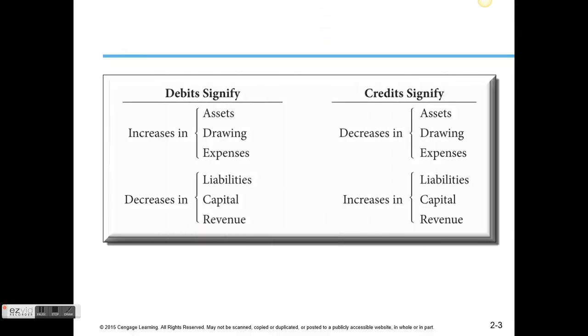So here is just a synopsis of which accounts increase and decrease. My debit is going to signify an increase in my assets, draw, and expenses, and a decrease in my liabilities, capital, and revenue. My credit is going to signify a decrease in my assets, draw, and expenses, and an increase in my liabilities, capital, and revenue.